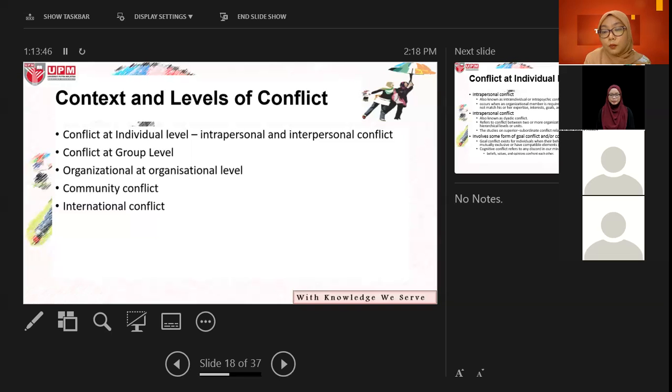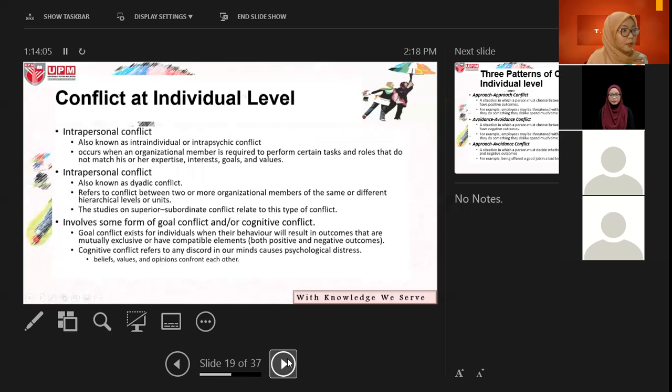Pembunuhan Kim Jong-nam. Itu international conflict. And then the case Sajat last time, it is the international conflict between Malaysia and Thailand. Okay, next one. Ni senang ya, saya boleh laju.